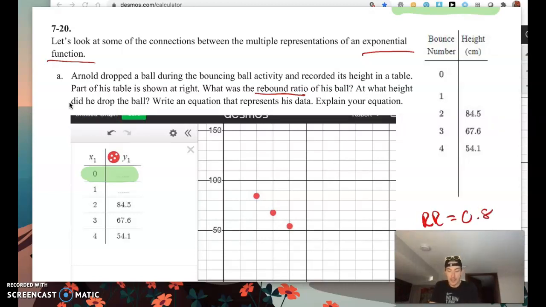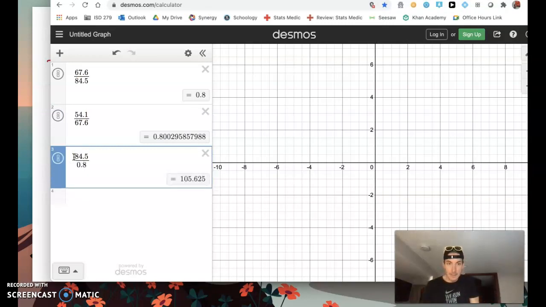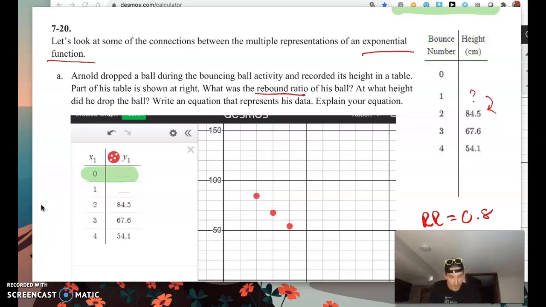That matters because whatever number went here, I took and multiplied by 80% to get that. So I can just work backwards and do the division, right? I can go like this. I can say, okay, what's 84.5 divided by 0.8? That's got to be 105.625. That's what goes right here. 105.625. And I can do the exact same thing.